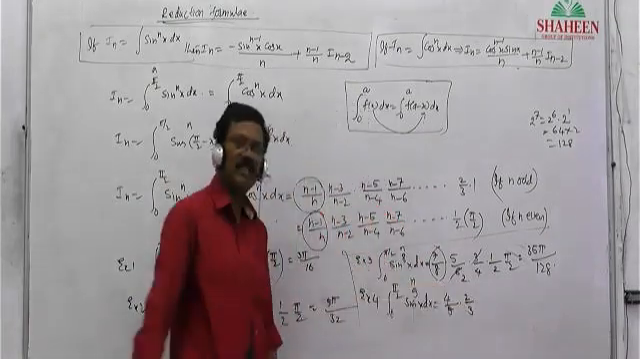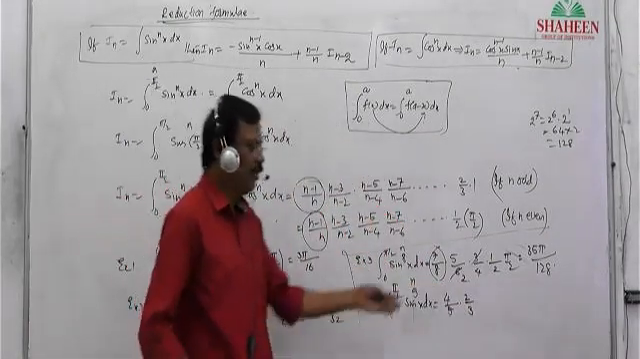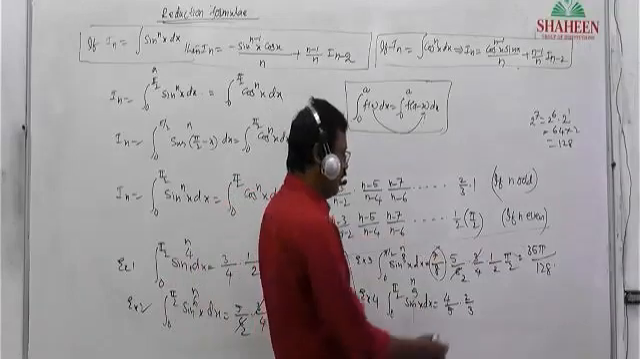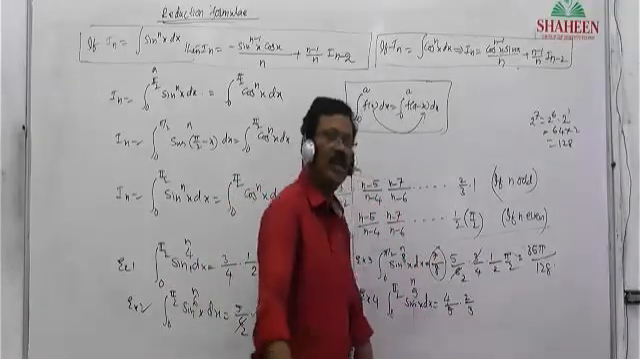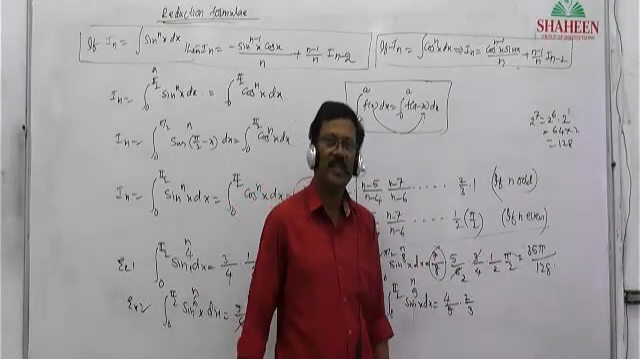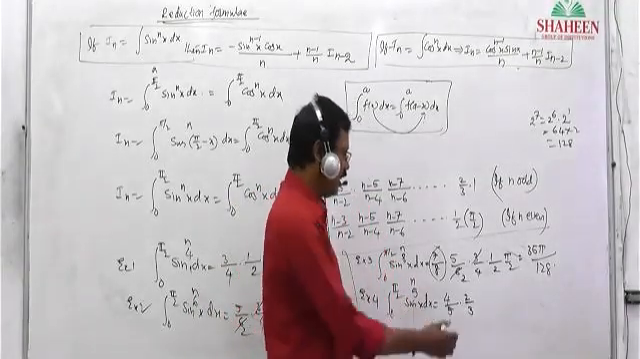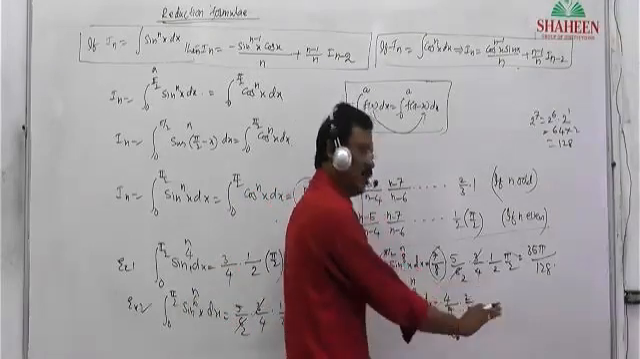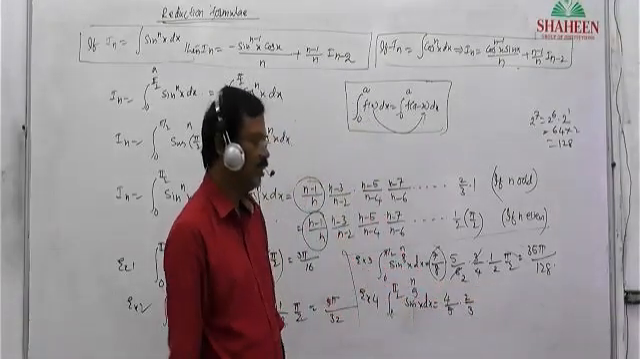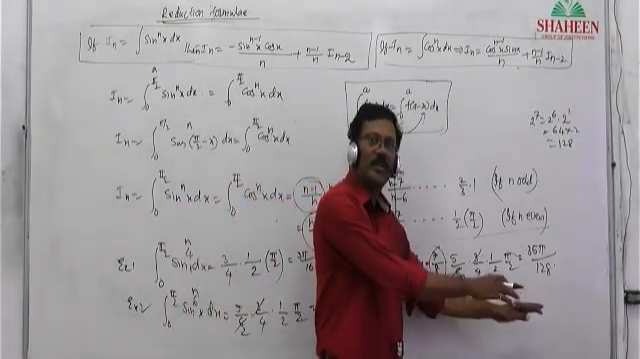What did you get as the last number? 2 by 3. Can you write the next number? 2 minus 2 is 0. If a 0 comes, don't write it. If you get minus 1, don't write it. Stop there.